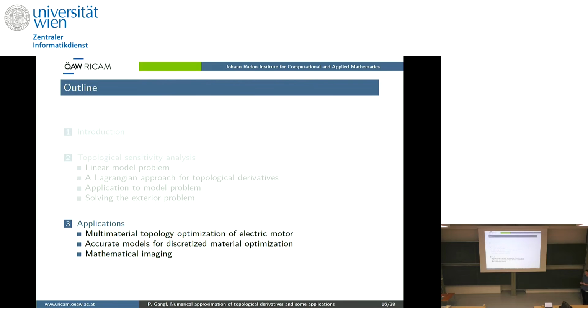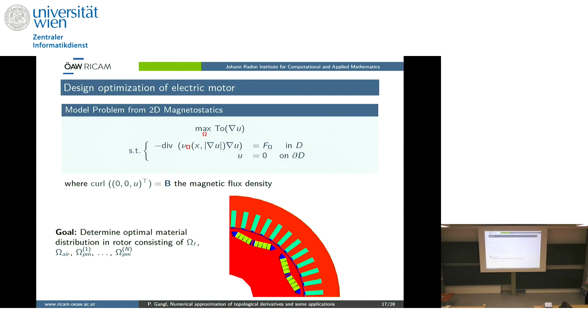Okay, so let's come to some applications. So the first application I want to mention is topology optimization of an electric motor, in particular with multiple materials. So we're given a design of an electric machine, like depicted here, in a two-dimensional setting. So typically in electric machines, it's enough to just consider a two-dimensional cross-section. And this two-dimensional cross-section consists of different materials. Red here means some ferromagnetic material, which has nonlinear material behavior. Blue means air, and those yellow regions are permanent magnets, which are magnetized in given directions indicated by the arrows here.